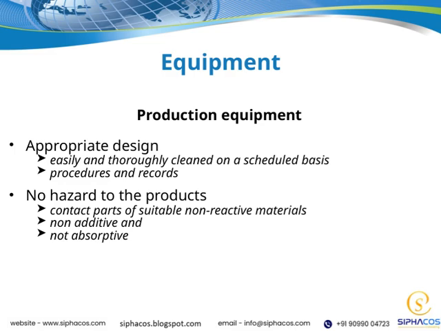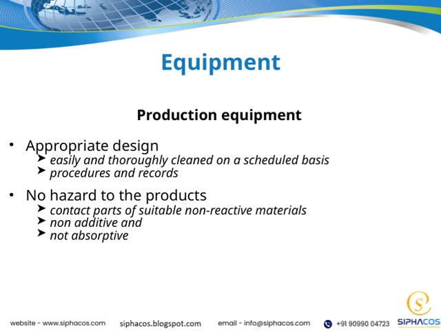Let's talk about production equipment and what makes it suitable for safe and efficient manufacturing. First, it's crucial that the design of the equipment is appropriate for its purpose. This means it should be easy to clean thoroughly and regularly, following a scheduled routine. Having clear procedures and records for cleaning and maintenance helps ensure everything stays in top condition and meets safety standards. Importantly, the equipment must pose no hazard to the products we're producing.